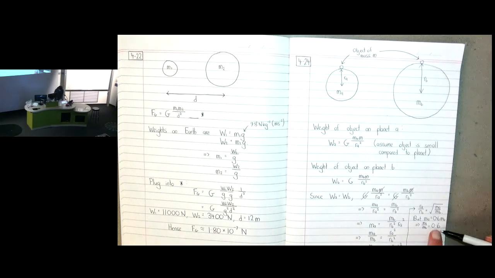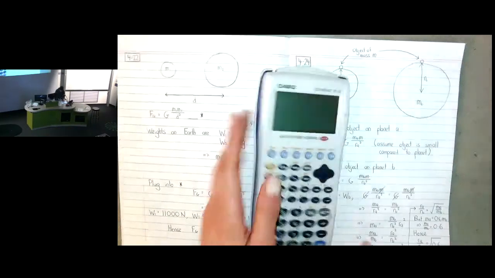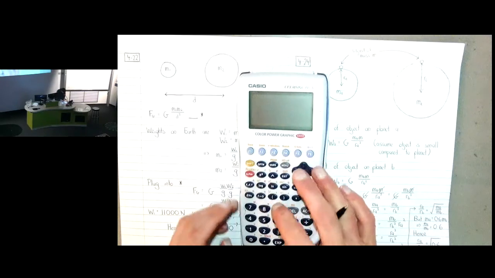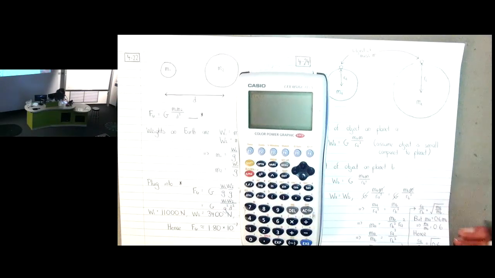And so if we now replace this MA divided by MB with what it is, which is 0.6, we find that the ratio of the two radii is just equal to the square root of 0.6. And that is equal to 0.775 or thereabouts.